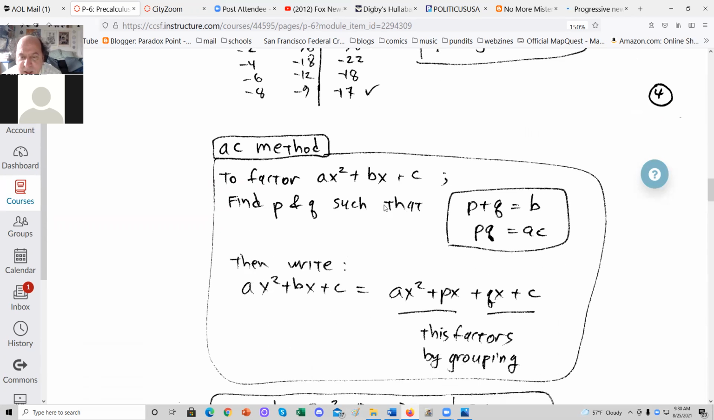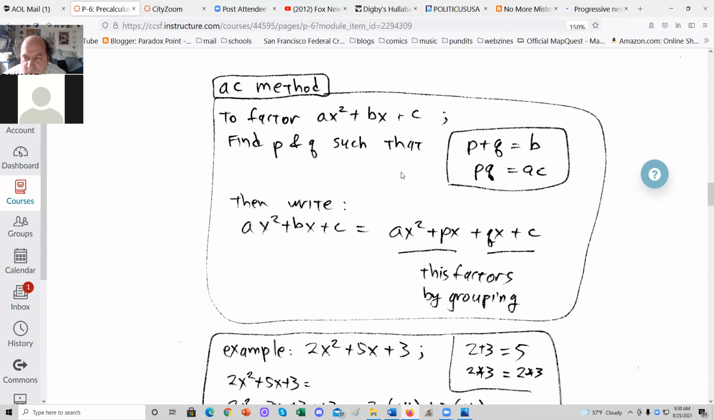Now here's a more general method to factor ax squared plus bx plus c. So now we have a non-1 coefficient of x squared. Here we have to find P and Q whose sum is still b, the linear coefficient, and whose product is a times c. So this is why it's called the AC method. Once you've found such a P and Q, then you write bx as px plus qx. So ax squared plus bx plus c is ax squared plus px plus qx plus c, and this will factor by grouping.